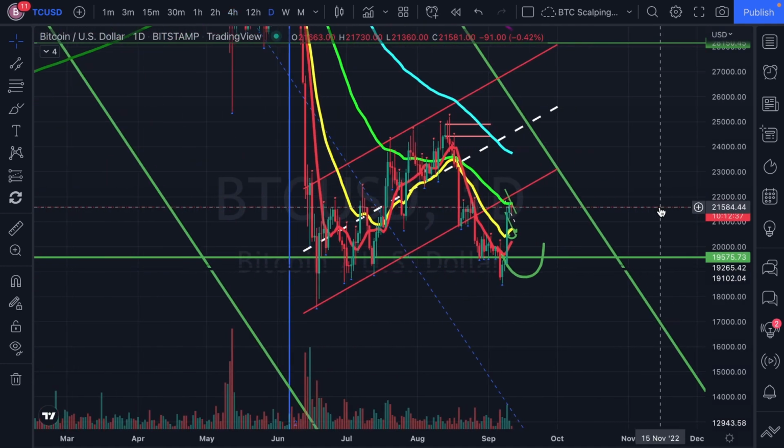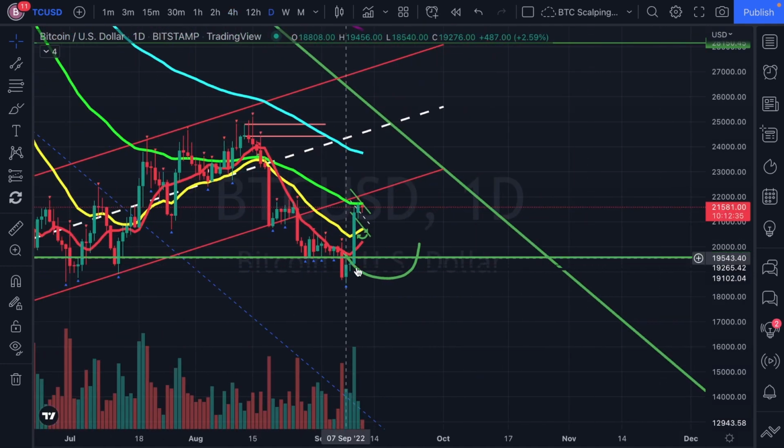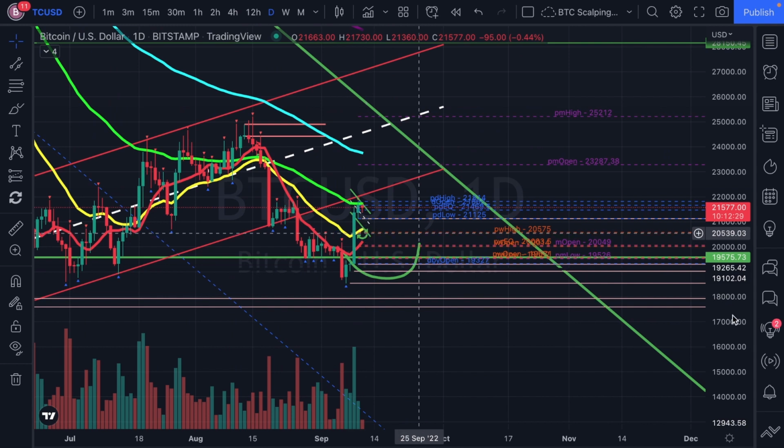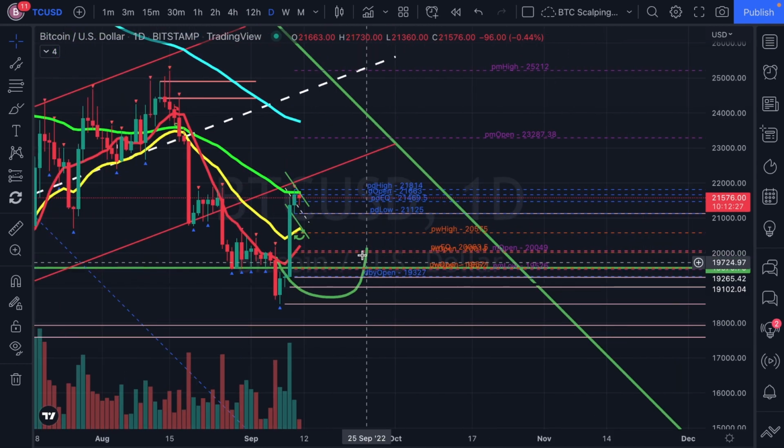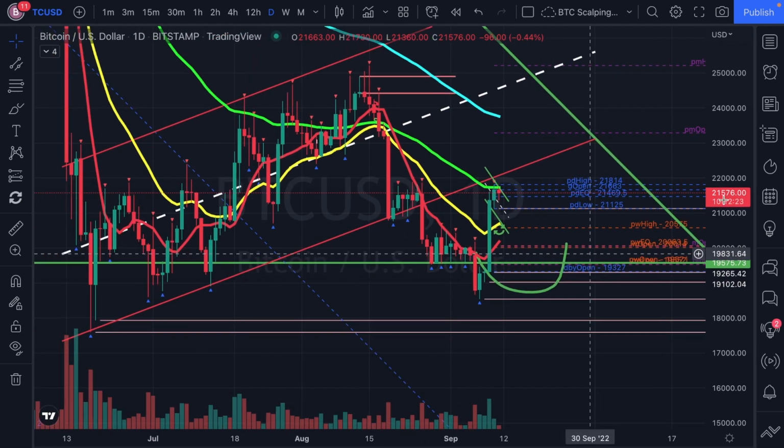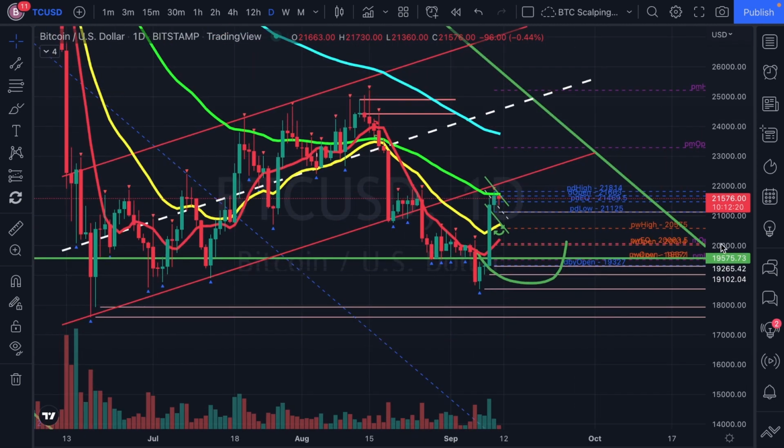Okay, right here. Here it is on a daily. We're looking for a little bit of a scoop up over here. So when this comes back to test this area on a daily, I do want to long 20,500 and have a stop loss a little bit under 20,000, hoping that the 19,500, 18,000 area will become support.